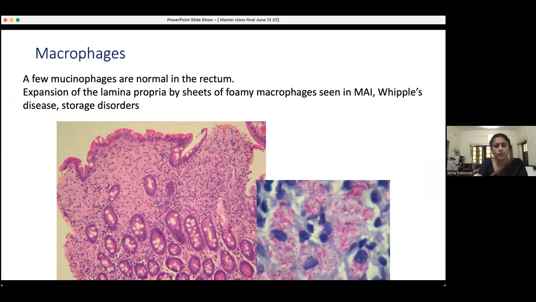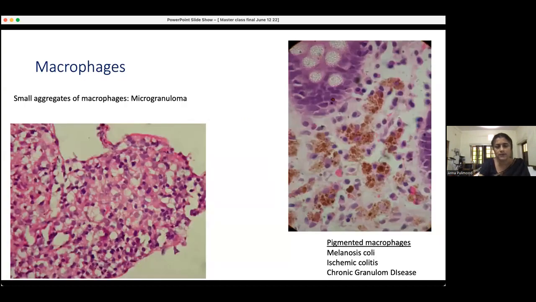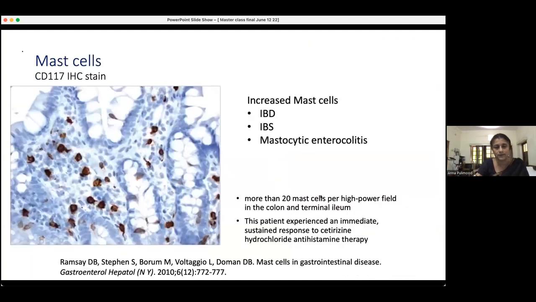Macrophages, a few are normal in the rectum, but when you have a lot of macrophages in the mucosa, then you think of various disorders like Whipple's and storage disorders, and Mycobacterium avium intracellulare. Again, you use special stains to distinguish these different disorders. Small aggregates of macrophages are microgranulomas. These are seen in Crohn's. Pigmented macrophages are also seen in different conditions, so it's important to identify them when they're present.